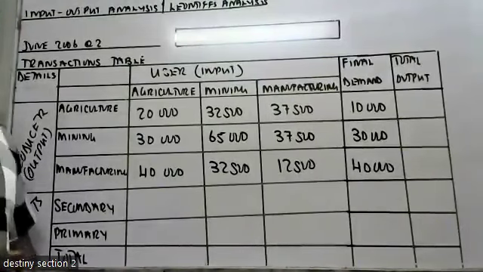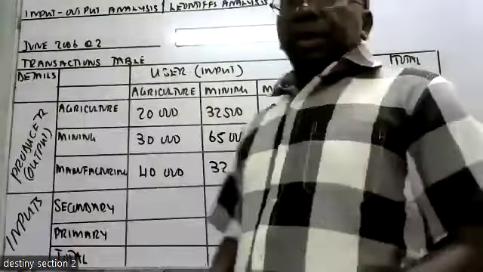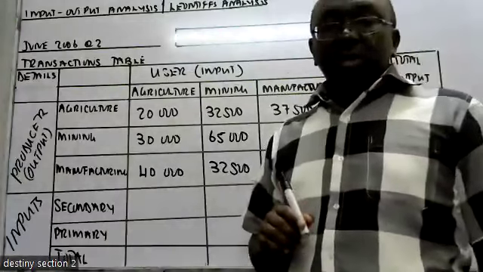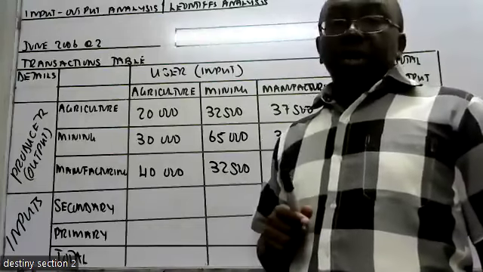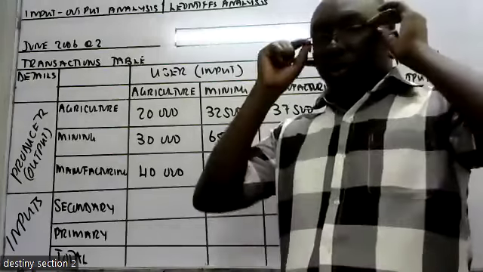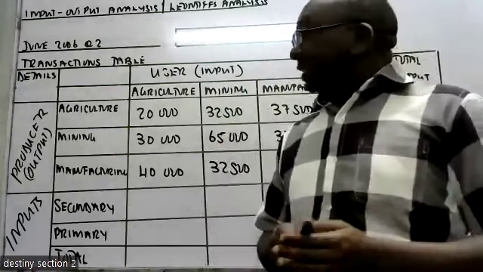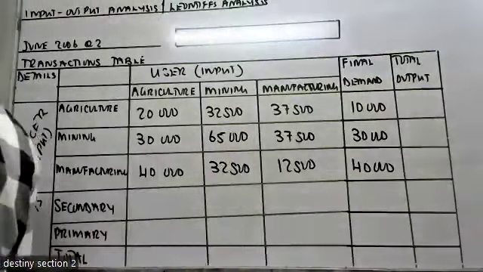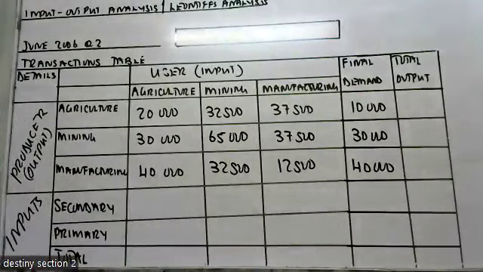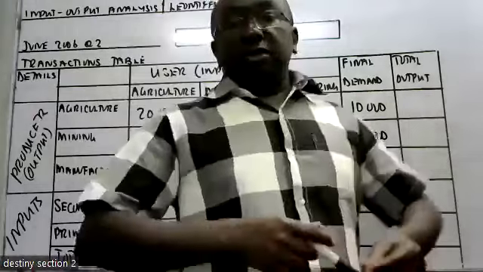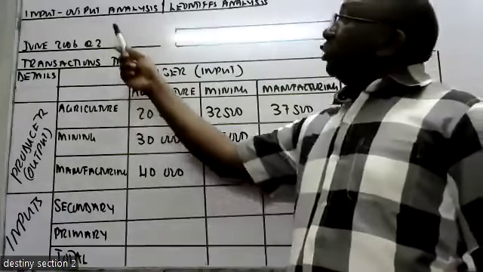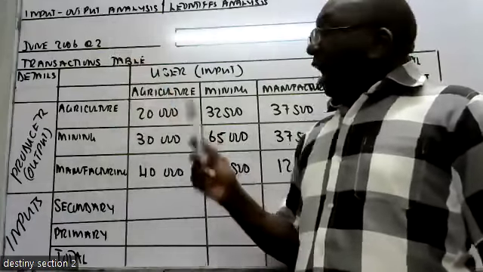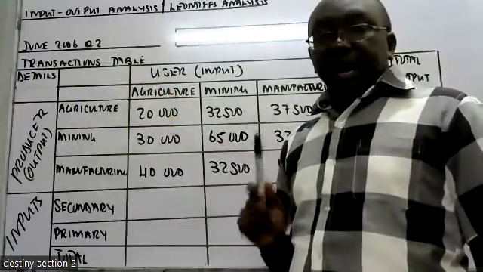Now, as I've said, input-output analysis looks at how various sectors in an economy interdepend. When you look at any economy, including our own Kenyan economy, we have various sectors. We have the sector called agriculture, another called education, another called transport, and so on. So input-output analysis tries to check how these sectors influence each other.